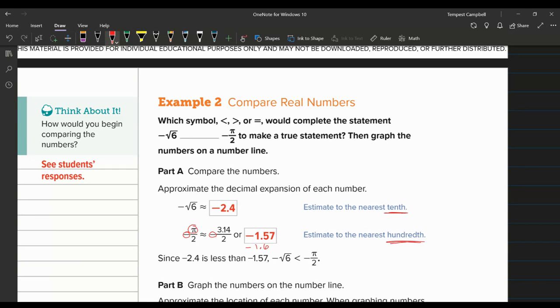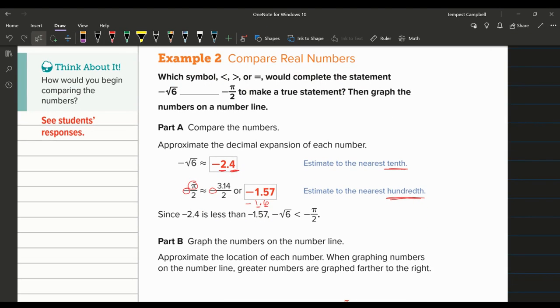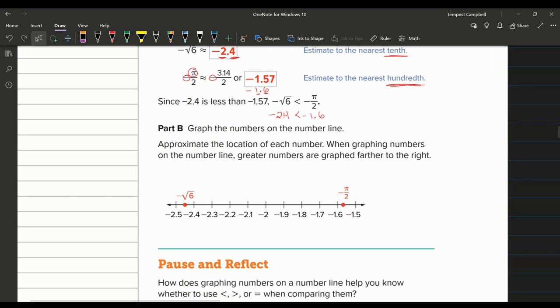The only time this would be an issue is if we had the same number for the ones place and the same number for our tenths place. Then we might want to round it to our hundredths. But I would round this one to 1.6. So when we compare them, we know that the square root of 6, which is our negative 2.4, is going to be less than our negative 1.6, right? And we're going to graph those on a number line.